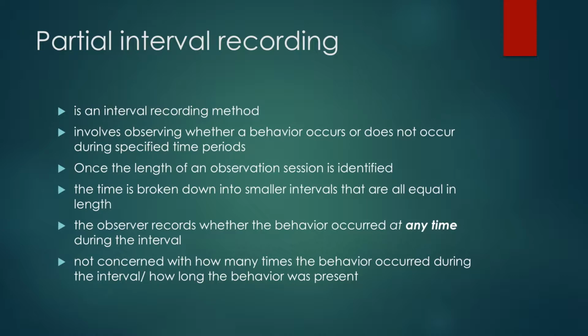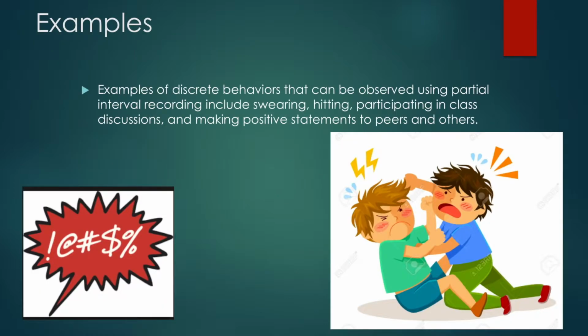Partial interval time sampling is not concerned with how many times the behavior occurred during the interval or how long the behavior was present, just that it occurred at some point during the interval. If the target behavior occurs multiple times during the interval, it is still scored as occurring only once. Here are some examples of discrete behavior that can be observed using partial interval recording. It includes swearing, hitting, participating in class discussions, and making positive statements to peers and others, etc.